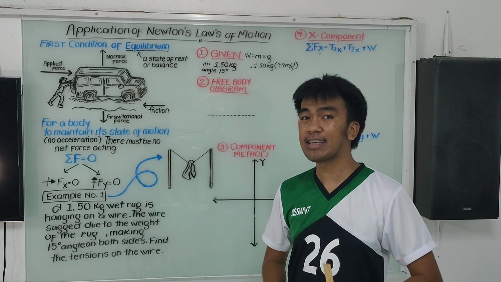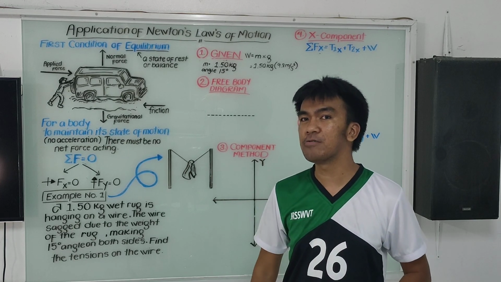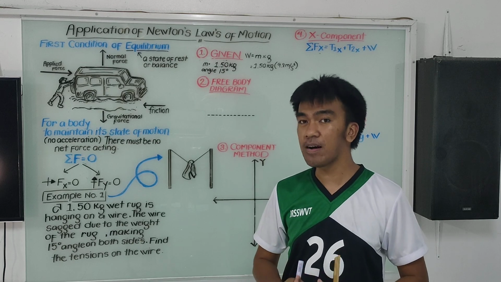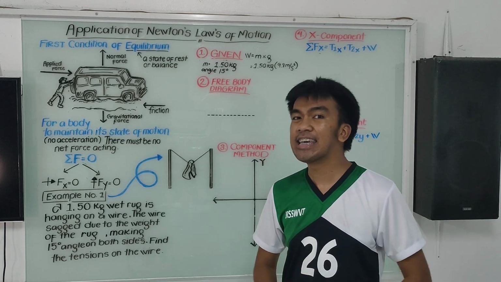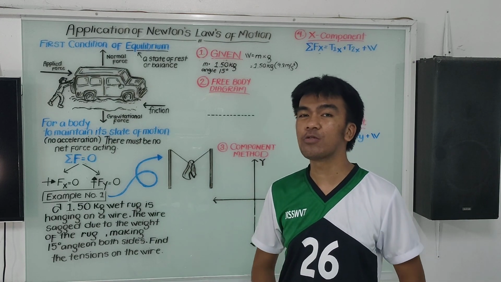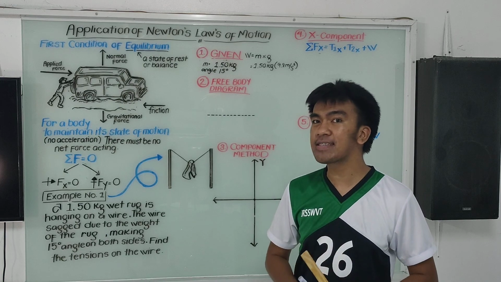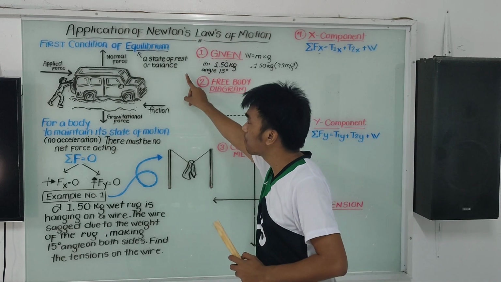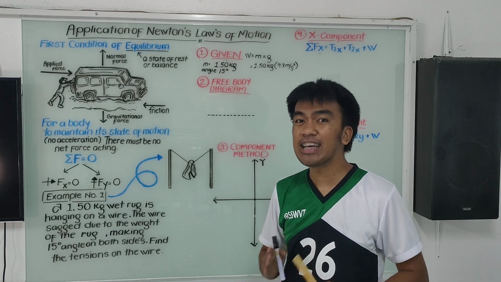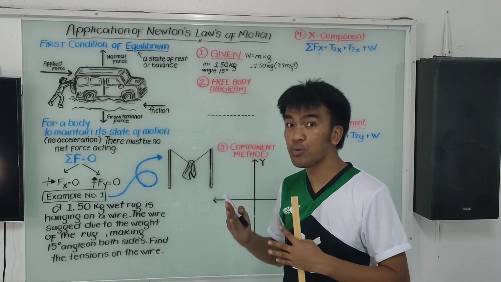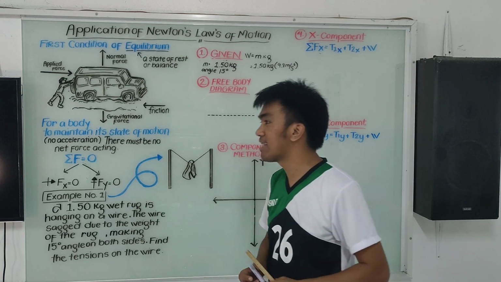What is static equilibrium? An object is in a static equilibrium state if the sum of all the forces acting on it in each direction is equivalent to 0. Equilibrium means a state of rest or balance due to the equal action of opposing forces. Just take a look at this example.